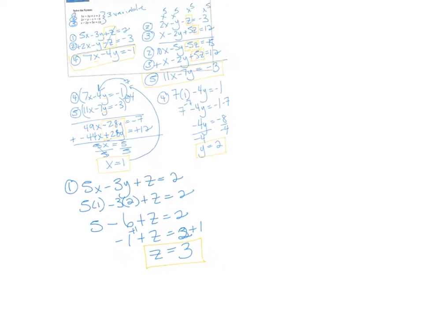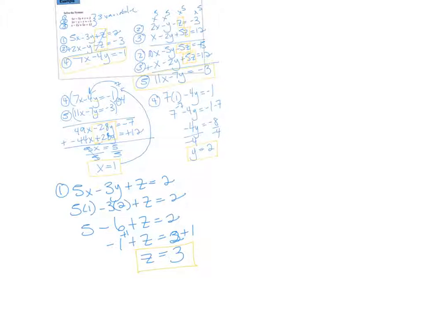Now I've solved for all 3 variables, and if I wanted to do a check, I would put this new ordered triple, which is going to be 1 for x, 2 for y, and 3 for z, and I would check to make sure that that satisfied equation 2 and equation 3 to make sure that I was on the right track. But that is the solution if I were to check it to those 3 equations.